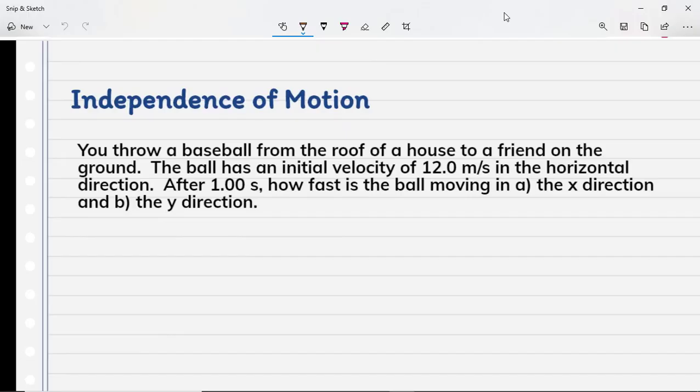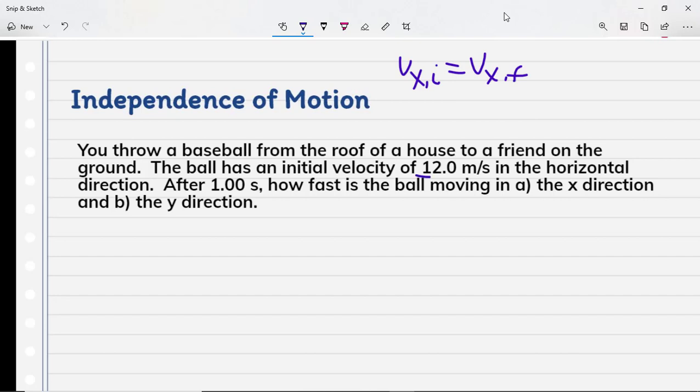So you throw a baseball from the roof of a house to a friend on the ground. The ball has an initial velocity of 12.0 meters per second in the horizontal direction. After 1 second, how fast is the ball moving in A, the X direction, and B, the Y direction? Well, let's remember the formulas that we just talked about. I'm going to switch to blue here. Remember that the velocity of X initially is equal to the velocity of X final.